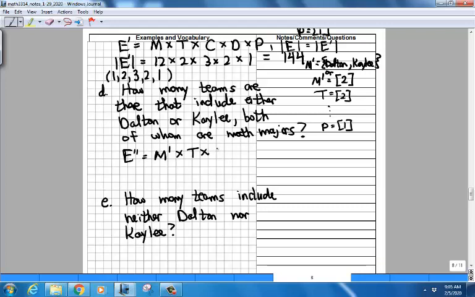I forgot what they were. There's a C and a D and a P. And now it's very easy to count. The cardinality of E double prime is just 2 times 2 times 3 times 2 times 1. What is that product? 24. So we have 24 teams that include either Dalton or Kaylee. Nice.